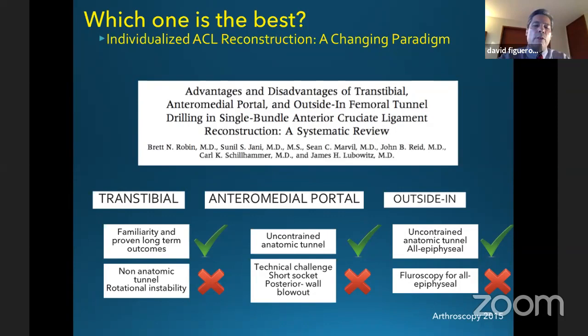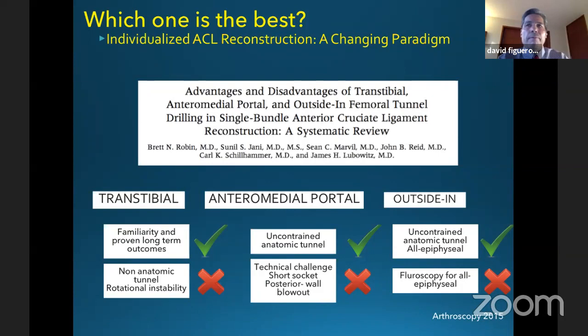according to the transtibial technique, there are many surgeons that are very familiar with the technique and has proven long-term outcomes, but produce non-anatomic tunnel and comes the rotational instability. Through the anterior medial portal, produce an unconstrained anatomic tunnel, but the technique is challenging. Sometimes there is a short socket or a posterior wall blowout. And with the outside in technique, produce an unconstrained anatomic tunnel. It can be all epiphyseal, and sometimes you need first copy for all epiphyseal in some cases. So all techniques has pros and cons.